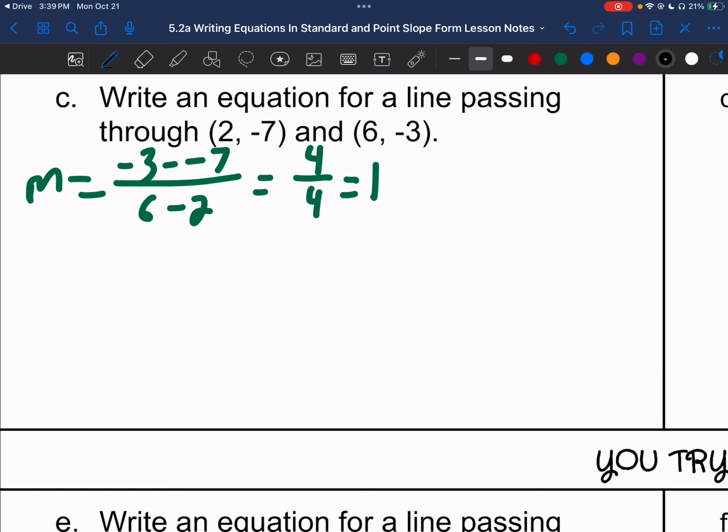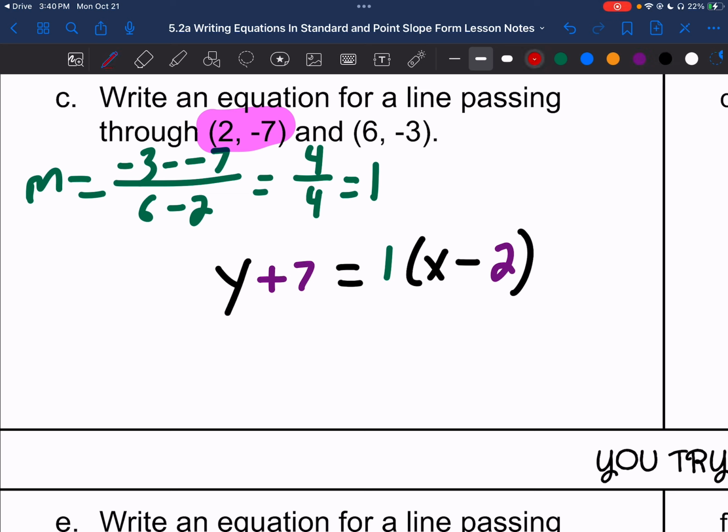And now I'm going to go ahead and just substitute directly into my equation. I'm not going to rewrite it because that's getting a little redundant, and I'm going to use the first point. So we have y minus -7 is plus 7 is equal to my slope, 1 times the quantity, x minus x1, which is 2.